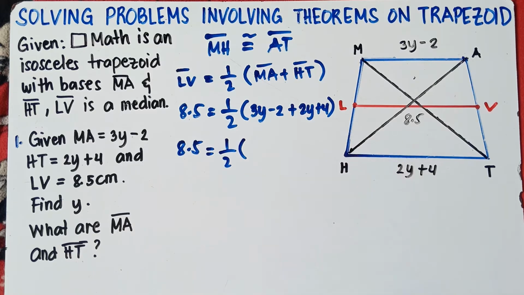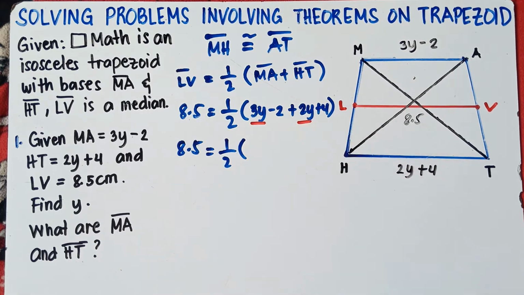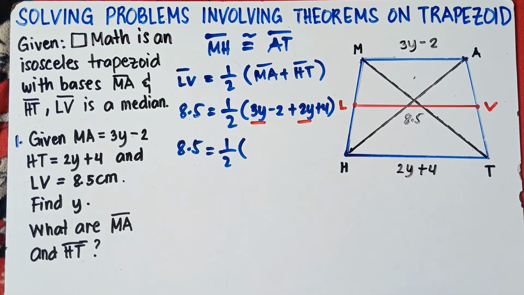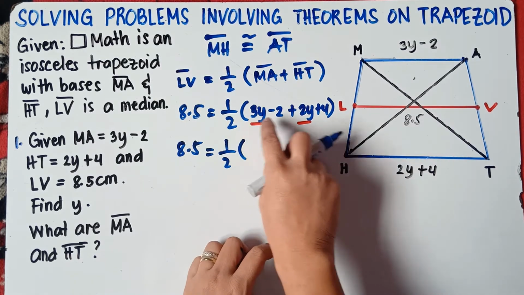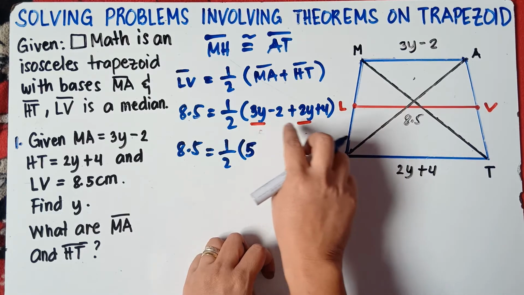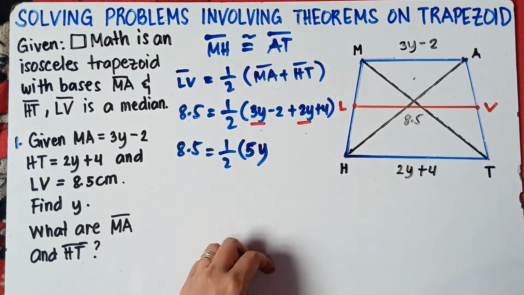Then combine like terms, class. Combine 3y and 2y. We can actually combine that one. So 3y plus 2y, what's the answer, class? That's correct, it should be 5y. Simply add the numbers, 3 plus 2, that's 5, then copy the variable, y. So 5y.